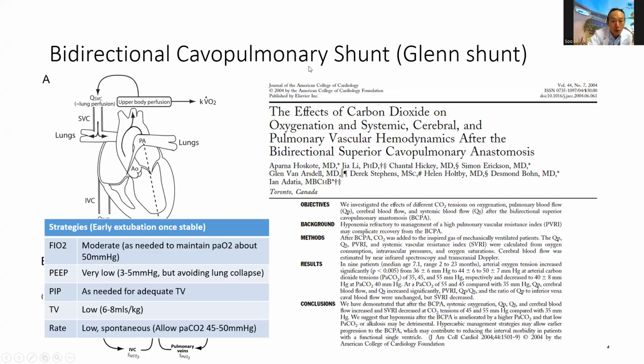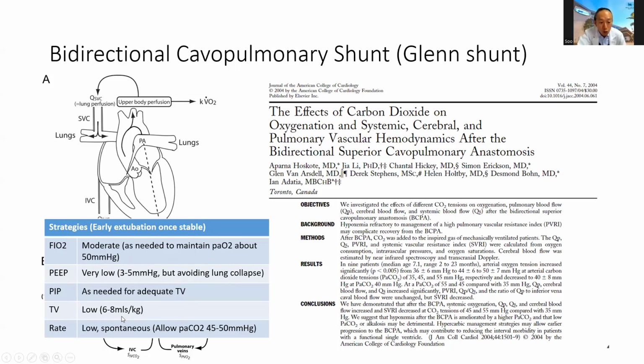So the strategy for patients with this kind of Glenn shunt, in the peripheral hospital, you may not see many of these patients, but sometimes they do come in for URTI or pneumonia. So you need to remember what we discussed here. The FiO2 you can give as needed, but the target of the PaO2 is also not very high, about 50 millimeter mercury. The peak, we usually keep a very low peak, about 3 to 5, but not to get lung collapse from it. PIP just enough to get tidal volume.